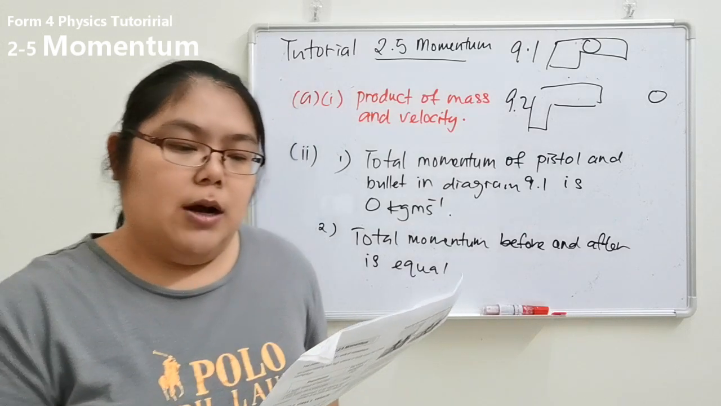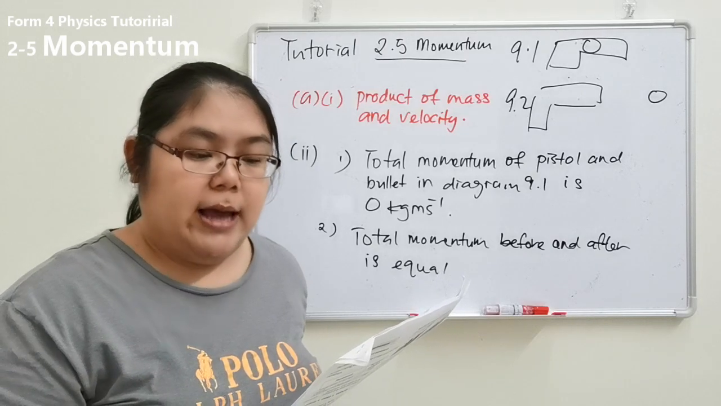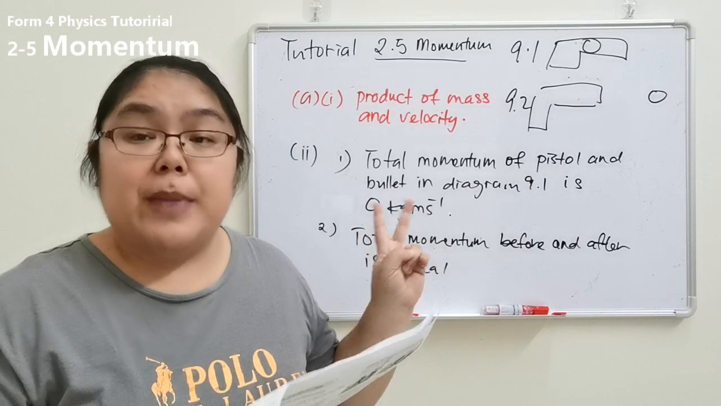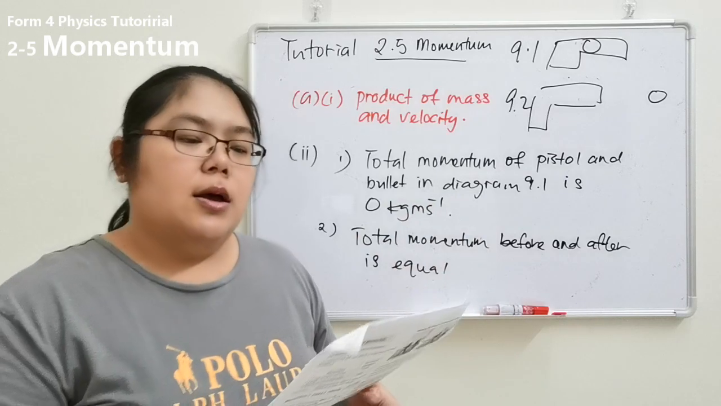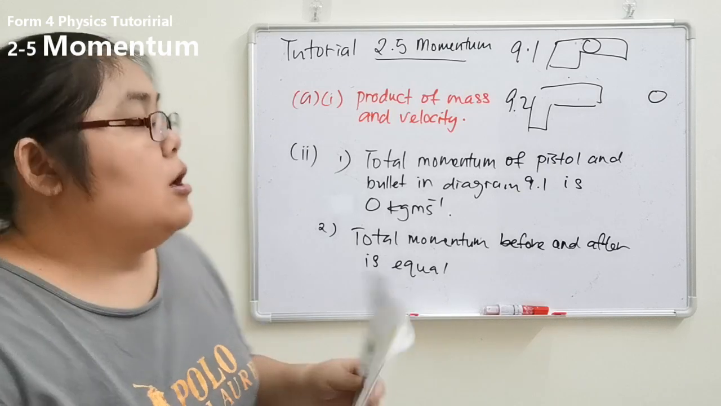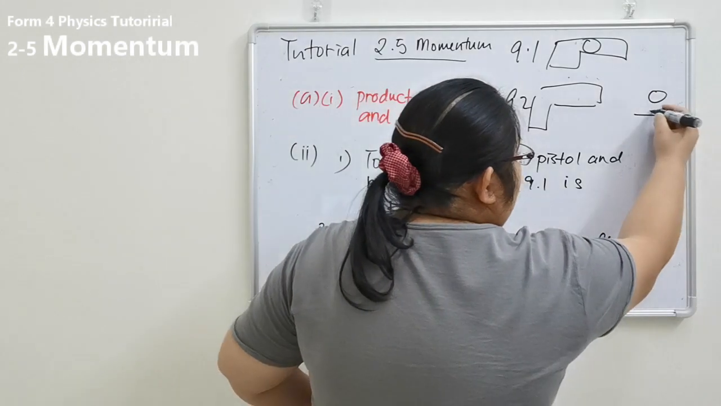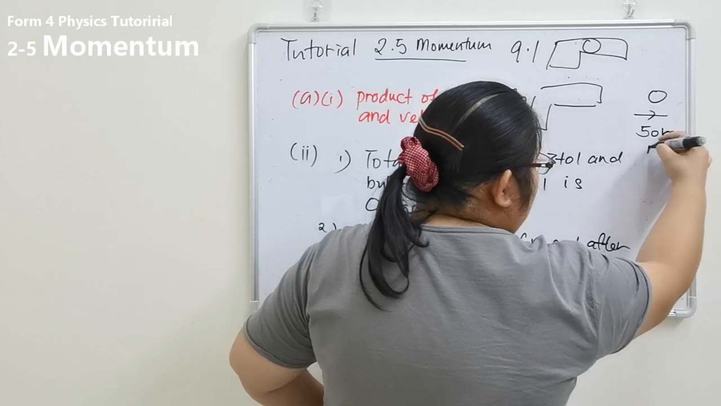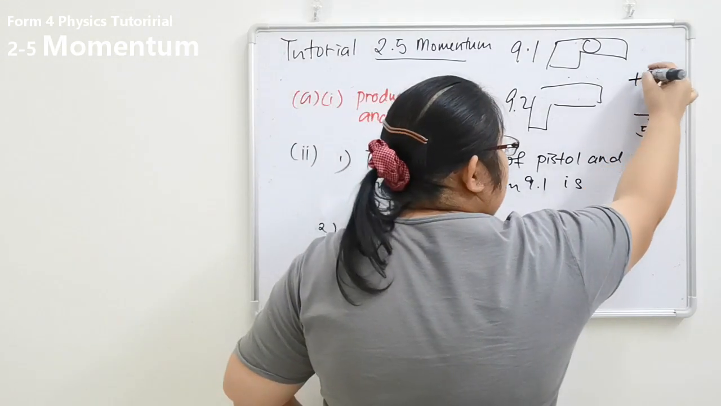Number 3 they ask about comparing the magnitude and direction of the momentum of the bullet and of the pistol. Here we get 2 marks because they say compare the magnitude. Magnitude means value, 50 gram. The 50 is the magnitude. And also the direction of the momentum of the bullet and pistol. Let's say momentum for the bullet is 50 kg m s^-1. So we go to the right hand side, take this one as positive.